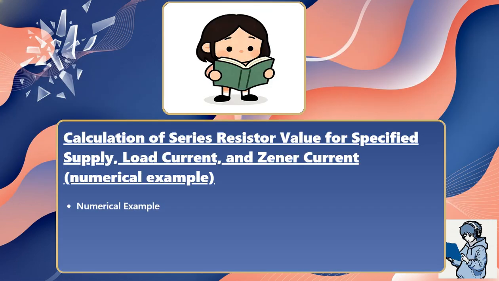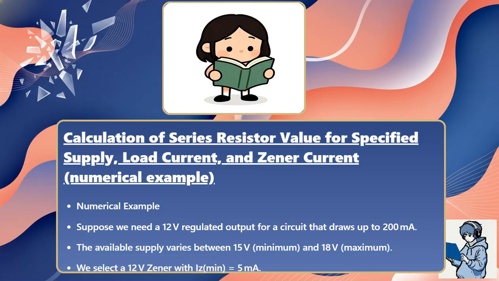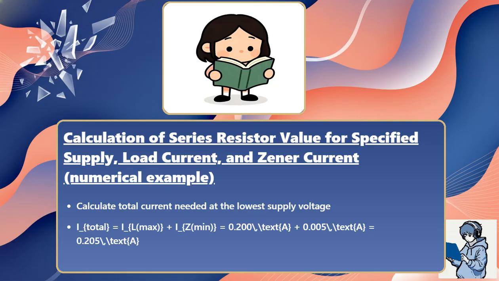Numerical example: suppose we need a 12-volt regulated output for a circuit that draws up to 200 milliamps. The available supply varies between 15 volts minimum and 18 volts maximum. We select a 12-volt Zener with Iz minimum equals 5 milliamps. Calculate total current needed at the lowest supply voltage. I total equals IL max plus Iz min equals 0.200 amperes plus 0.005 amperes equals 0.205 amperes.